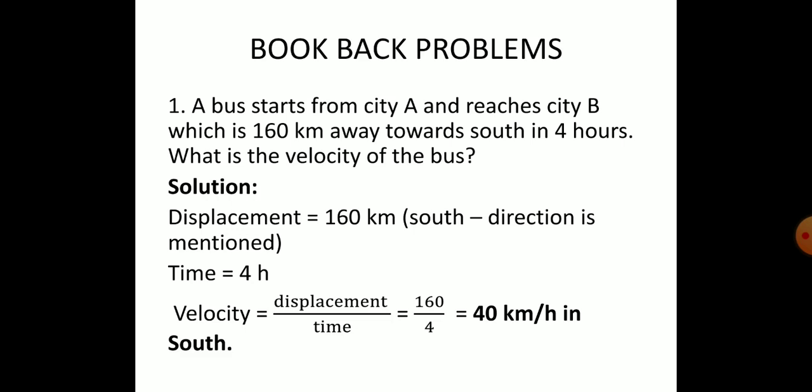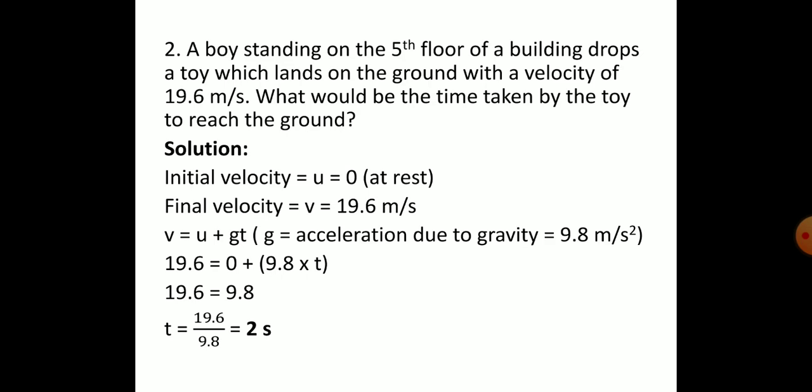You have to calculate the velocity. Velocity formula: it is displacement by time, which is equal to 160 by 4, which is equal to 40 km per hour. Now coming to the second question.